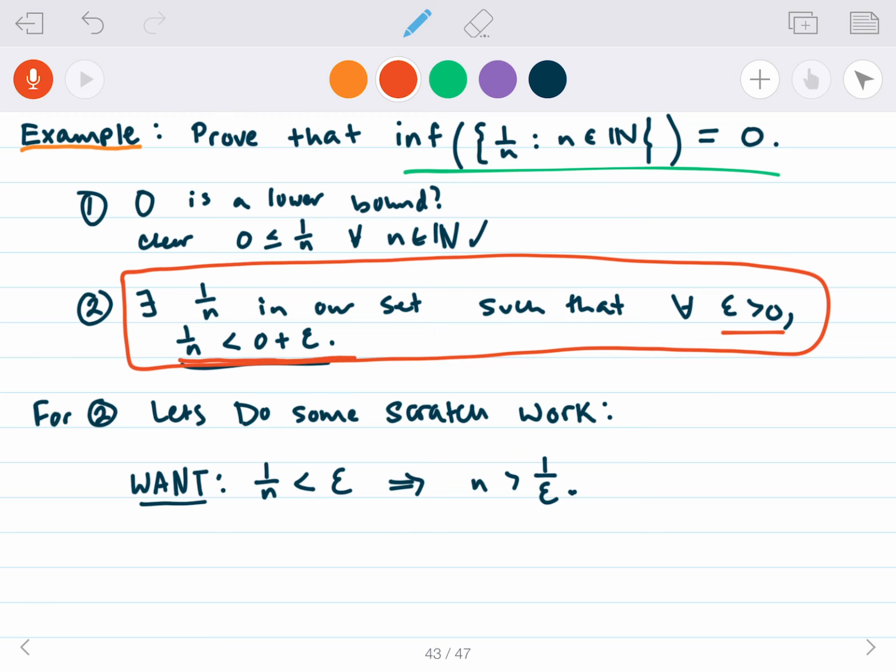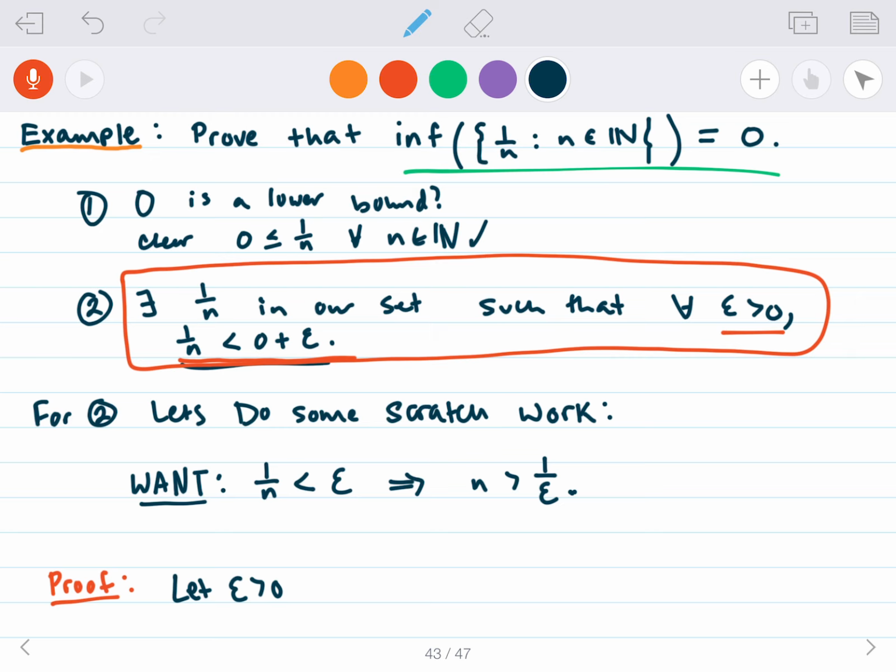Okay, so what is that 1 over n? Well, let's see. So for our proof, we always start with the famous last words. Let epsilon be greater than 0. Okay? Get it tattooed on you. I don't care. We're going to say it a lot in this class.